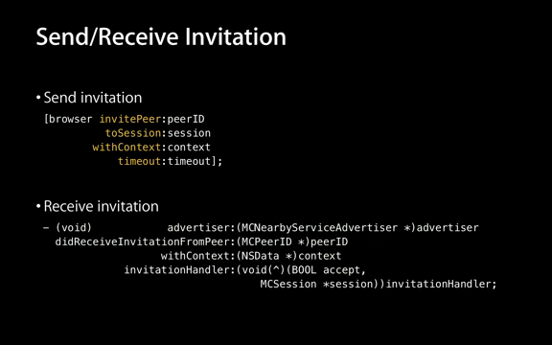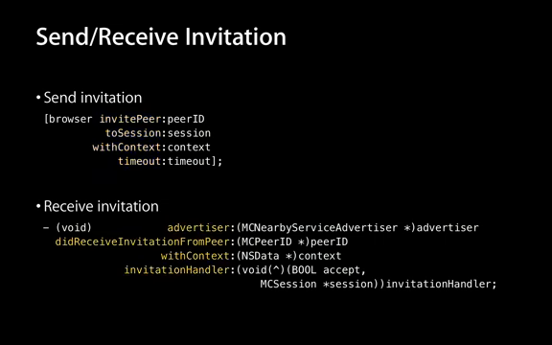The first parameter will be the peer ID of the peer that you want to invite. The second parameter will be the session that you want to use for that invitation. And the third parameter will be context. This is an NSData parameter that allows you to pass some context along with the invitation. Timeout here is a value in seconds which tells the framework how long the browser is willing to wait for the invitation response to come back.